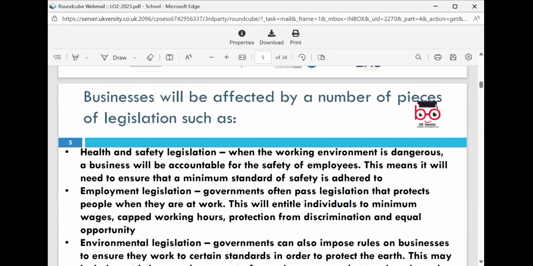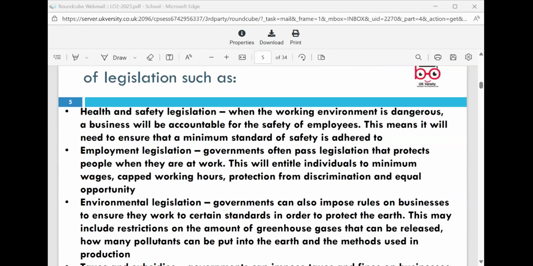Okay. So, what kind of things do you think businesses will affect in legislation? Businesses will be affected by a number of pieces of legislation. So we have things like employment law. How do you think that will affect business?